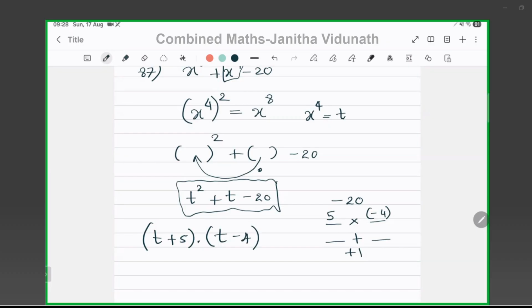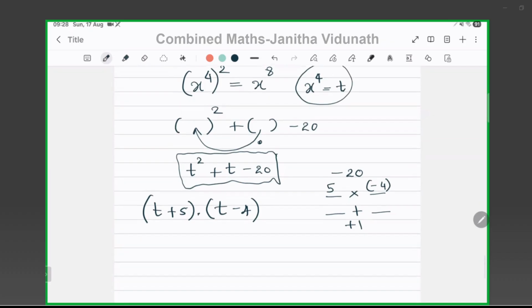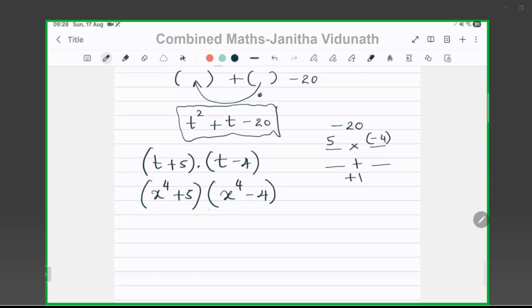Then we need to remove the t term and get back the original term. It is x to the power 4. Then here we have x to the power 4 plus 5 and x to the power 4 minus 4. Now we can see there is a minus sign between those two terms, and minus 4 is 2 square. And we can rewrite x to the power 4 as x to the power 2 whole square.